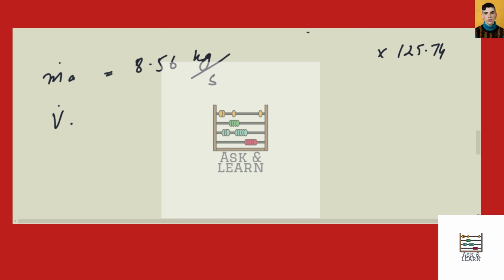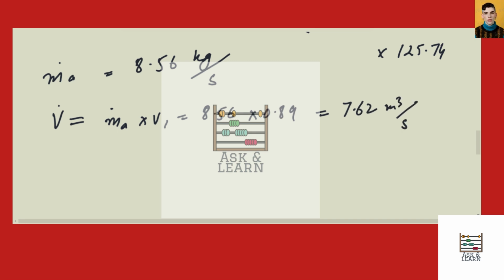So moving further with the mass flow rate, we can now calculate the volume flow rate. So that is V is equal to Ma into V1 is equal to 8.56 multiplied by 0.89 is equal to 7.62 cubic meters per second.